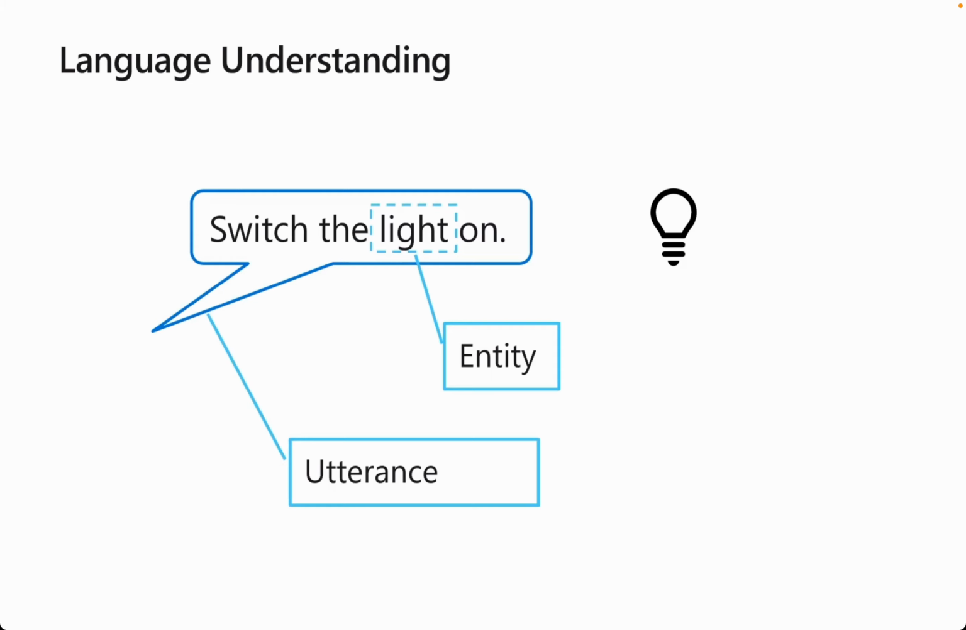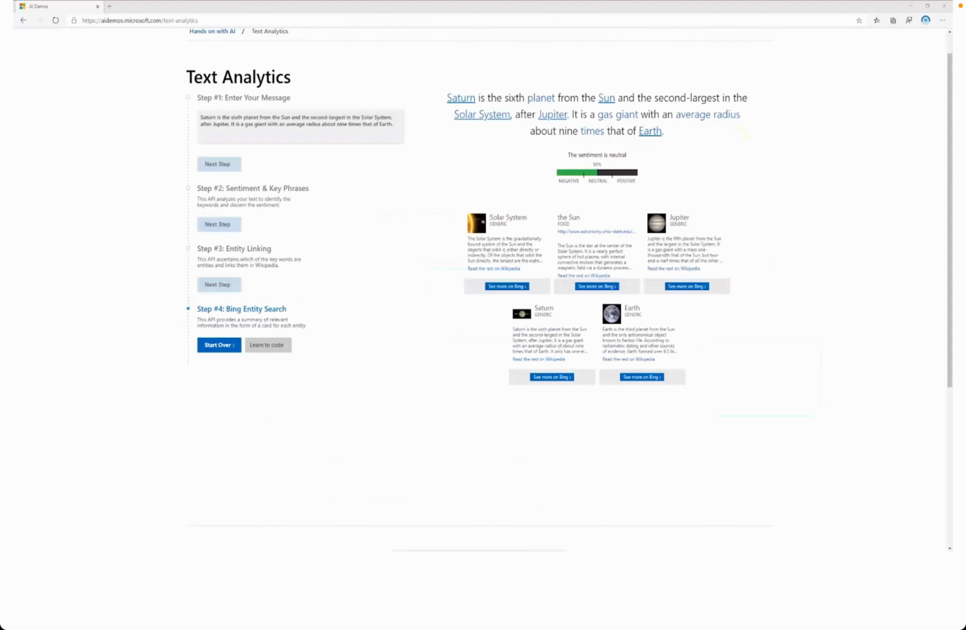So utterances and entities, and the last one is the intent. Because what do we want to do with it? What is our intention? And the intent identifies the desired action for an utterance. So let me just show you a couple of demos here.